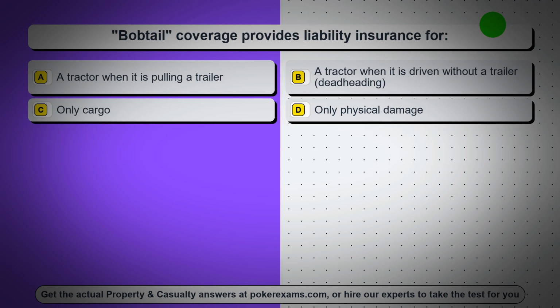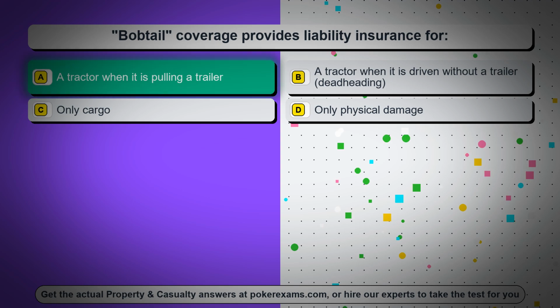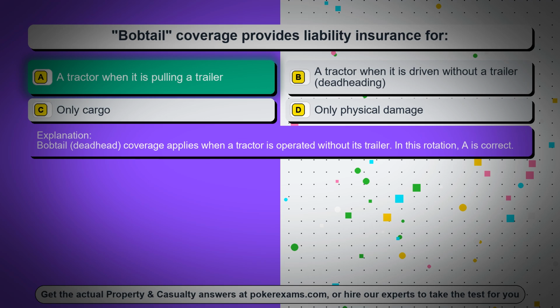Question 61. Bobtail coverage provides liability insurance for, option A, a tractor when it is pulling a trailer, option B, a tractor when it is driven without a trailer, deadheading, option C, only cargo, option D, only physical damage. The correct answer is option A, a tractor when it is pulling a trailer. Bobtail, deadhead, coverage applies when a tractor is operated without its trailer. In this rotation, A is correct.